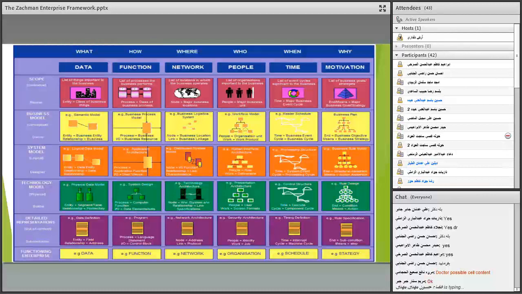So we have different components. What is equal to data: what data we have in the enterprise. How refers to function: how we change the data in the enterprise. Where denotes the network of the enterprise, who denotes the people within the enterprise, when shows the time of the different events of the enterprise, and why shows the motivation of the enterprise.